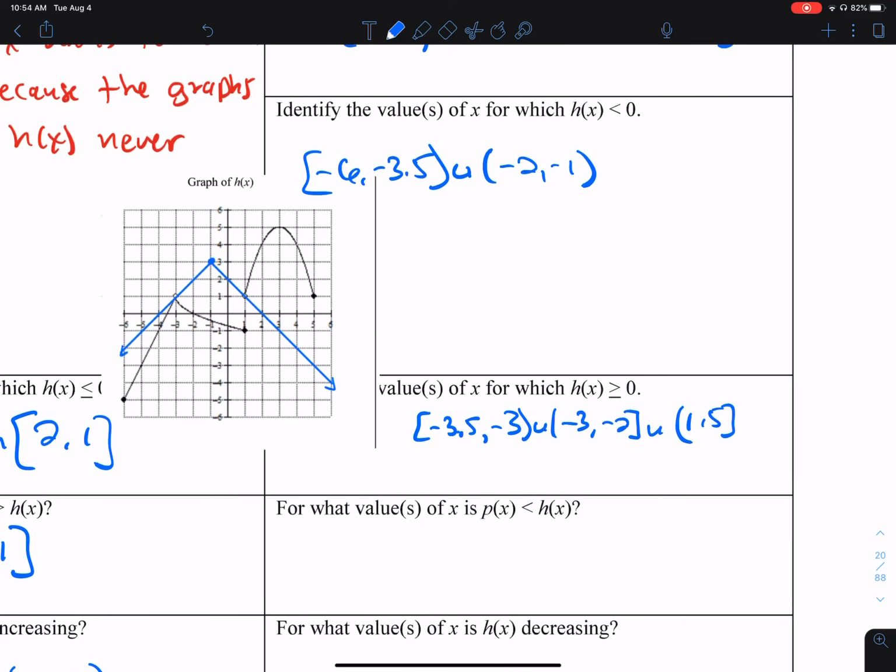For what values of x is p of x less than h of x? When's the blue graph below? It's below from 1, just to the right of 1, until we get to 5. It includes 5.